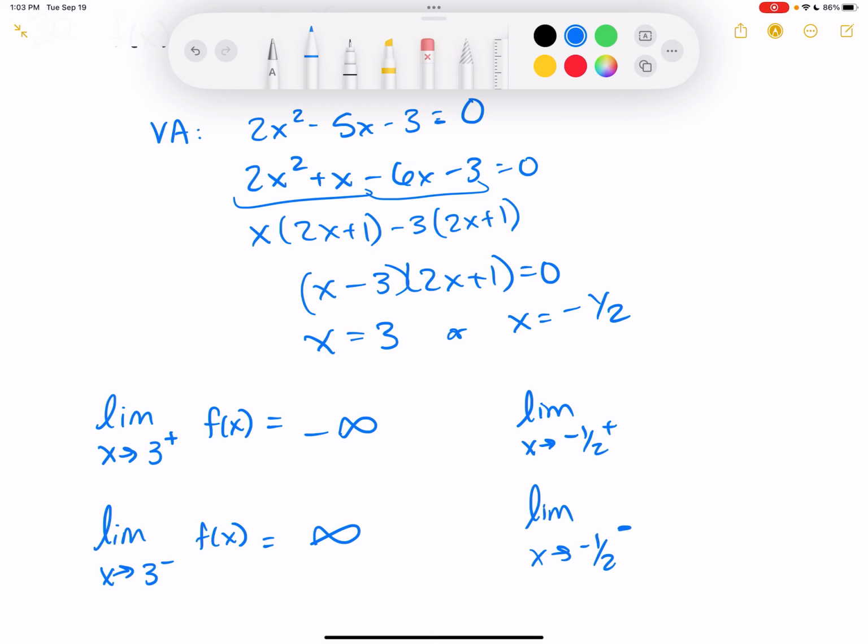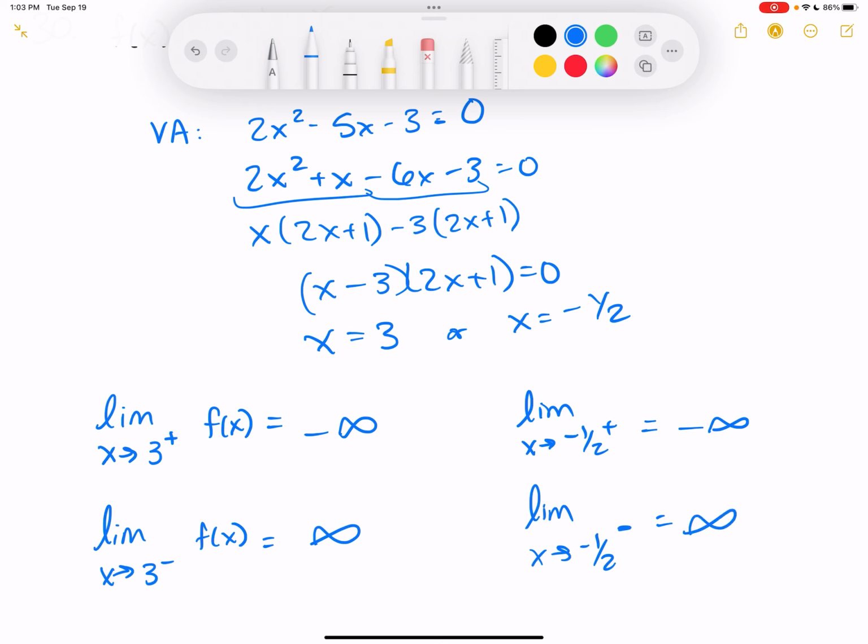All right, and then negative 1/2 from the right. Negative infinity? Yep. From the left. Infinity.